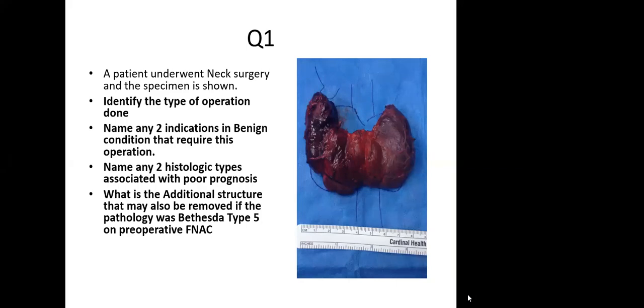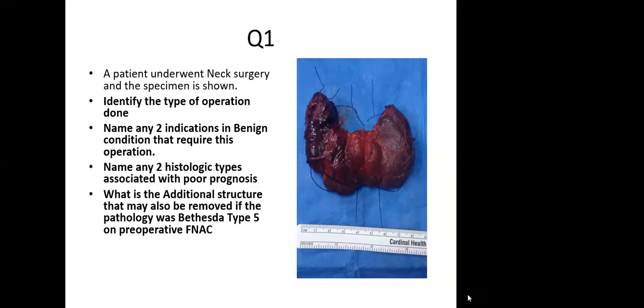Now, indications in benign conditions that require this operation. The indications in benign conditions, as we have said, will be in toxic and non-toxic goiter. Toxic goiters, as we have said, toxic multinodular and diffuse toxic or Graves. Non-toxic will be a multinodular goiter with compressive symptoms and/or a multinodular goiter with a rapidly enlarging nodule with a suspicion of a malignancy like a Bethesda 3, but in a multinodular goiter scenario. The third will be a diffuse goiter or a colloid goiter, so called, with a compression on the trachea. So these will be the indications of a total thyroidectomy.